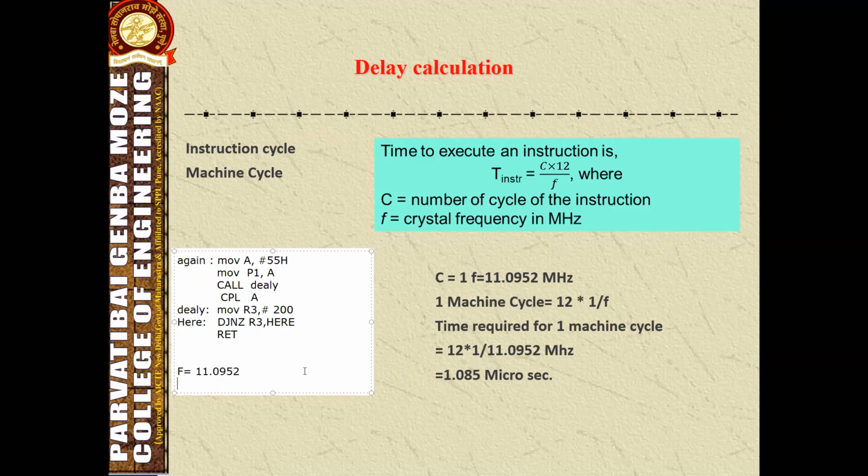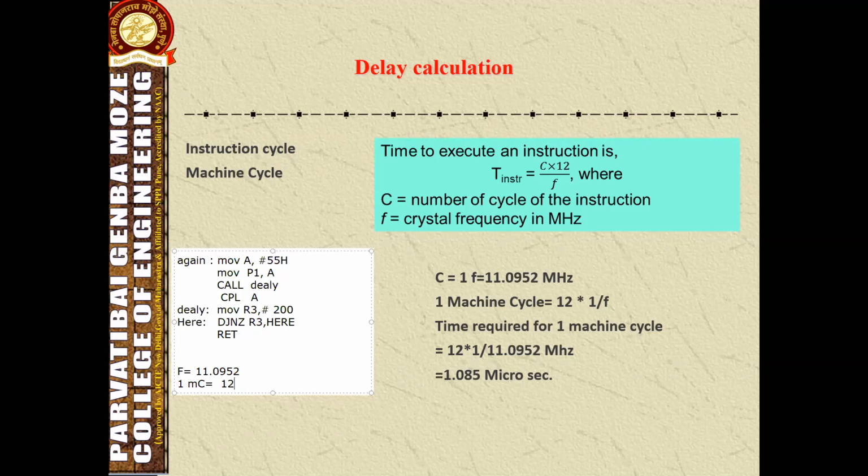This is the problem. First we have to think about what time is taken at this frequency for completing one machine cycle. For one machine cycle, what time is taken? So this is the formula.